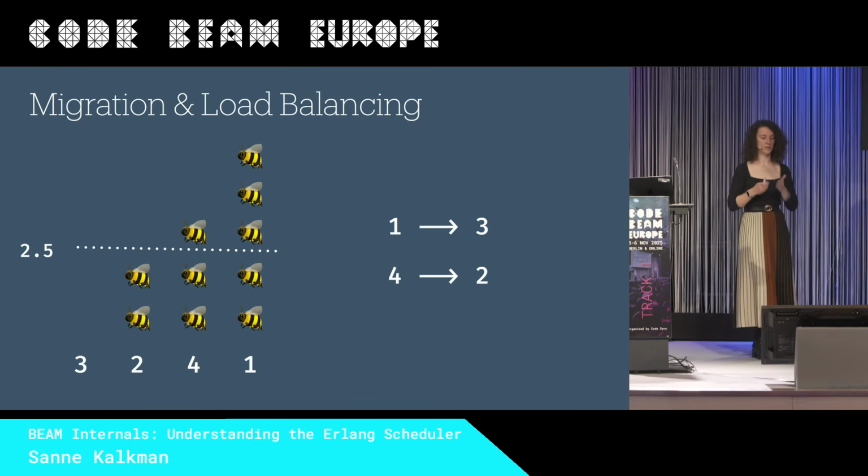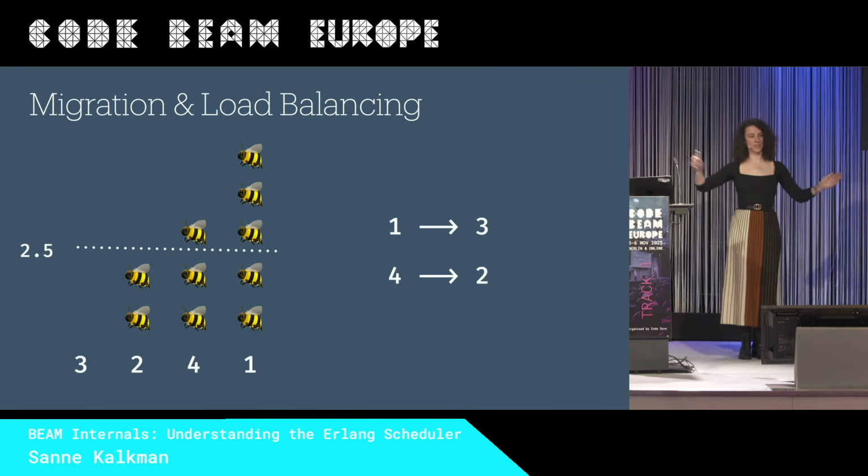So what we do is we order the schedulers from least busy to busiest, and the extremes are going to migrate to each other. So we say, okay, scheduler 1, you should send some work to scheduler 3. Scheduler 3, you should take some work from scheduler 1, and then 2 and 4. So we set up this migration path. We recalculate this balance every 2,000 scheduler turns.